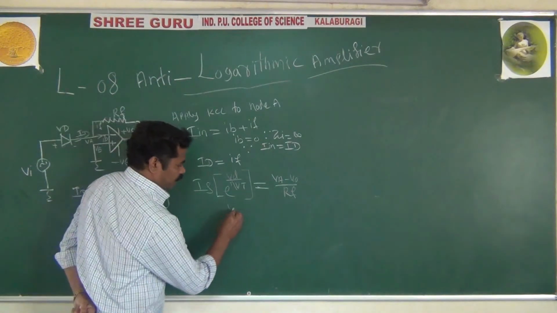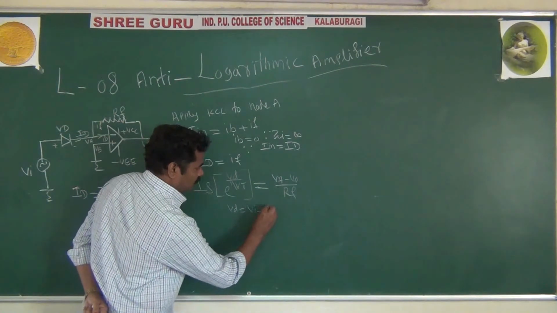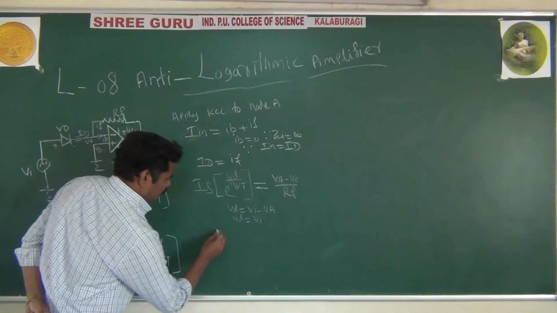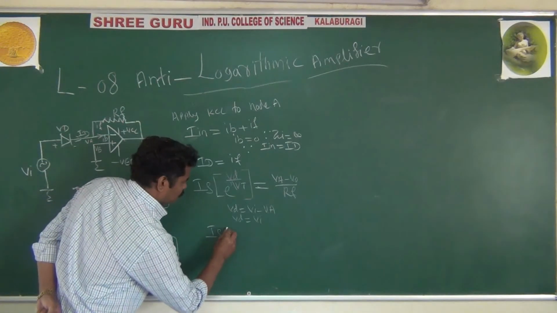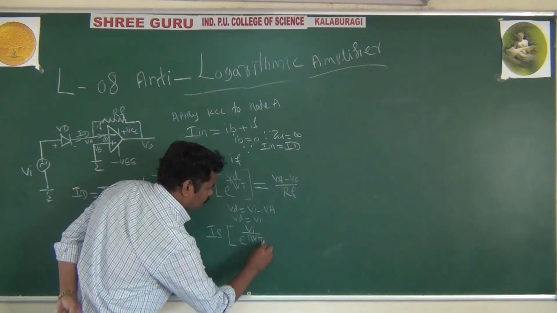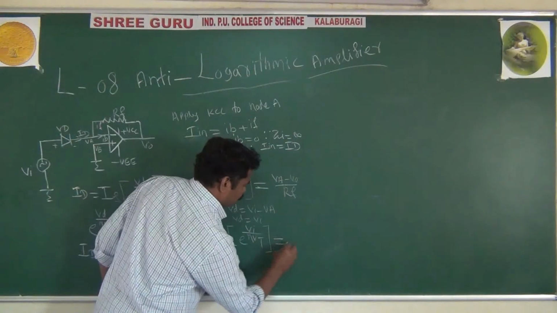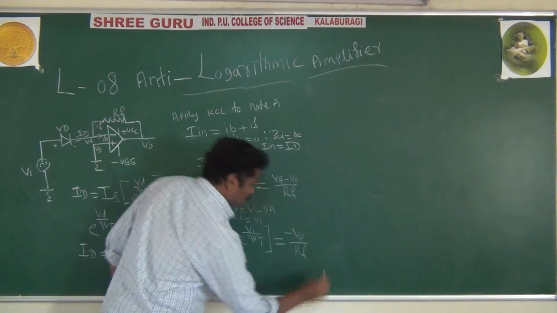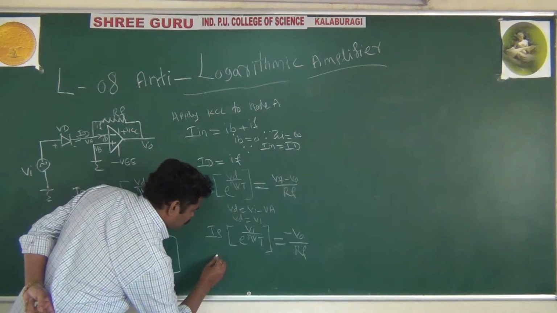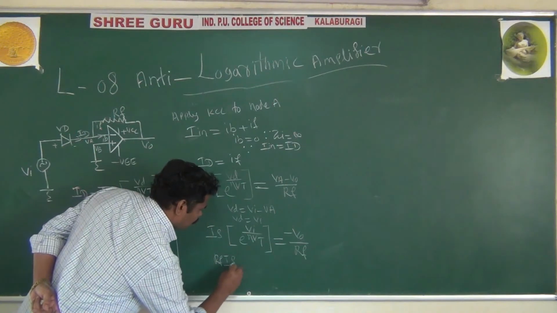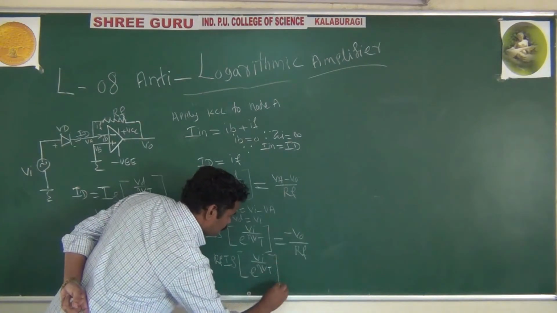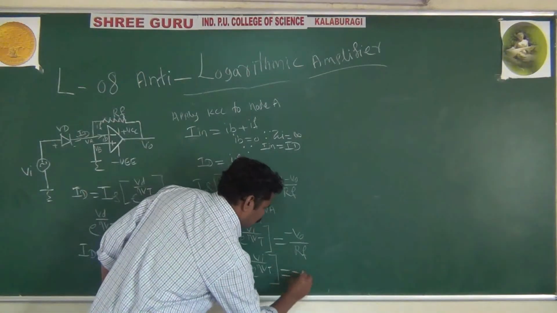Here VD is VI minus VA, and since VA is 0, VD equals VI. So we can write IS e raised to VI by eta VT equals minus V0 by RF. Then take RF to this side, that becomes RF into IS e raised to VI by eta VT equal to minus V0.